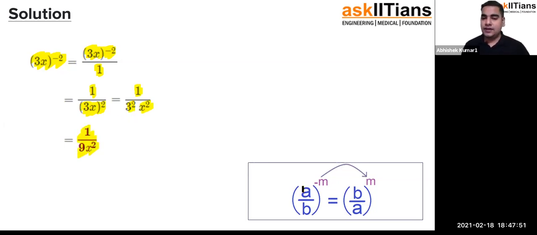Understood? On the right hand side, they have mentioned the property that a upon b raised to the power negative m is going to become b upon a raised to the power positive m. It's just that you need to take the reciprocal of the term in the base. That's it.